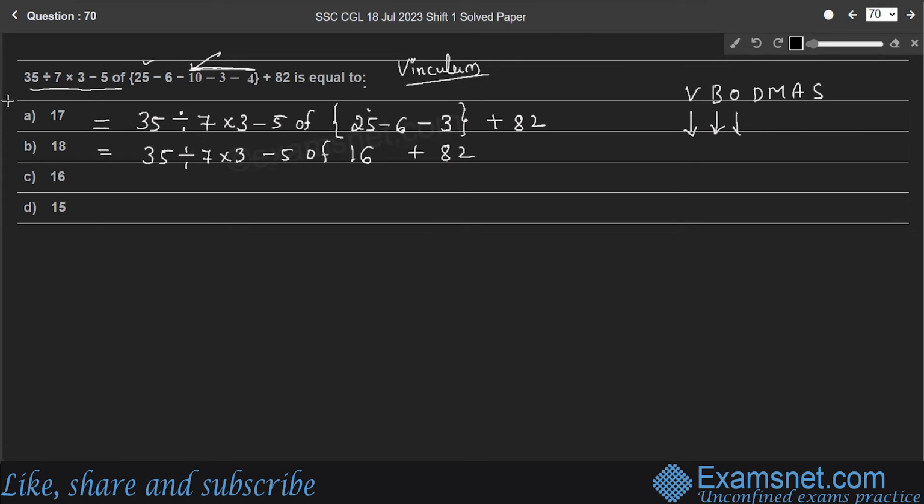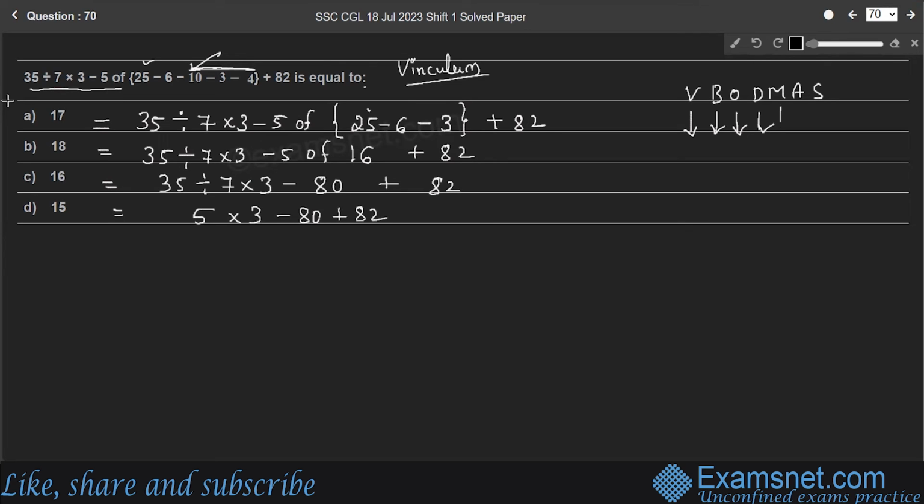Next comes the of part. Of means into. 35 divided by 7 into 3 minus 5 of 16 means 5 into 16, which is 80, plus 82. Next comes division. So go for 35 divided by 7, which is 5 into 3 minus 80 plus 82.